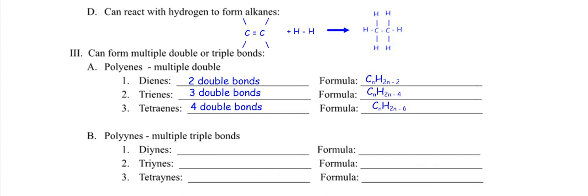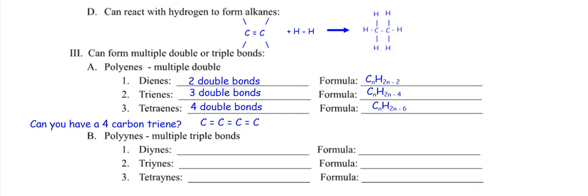So let me ask you this. Can I have a four-carbon triene? Notice that this is a triene, not a tetraene. I have three double bonds. Does that exist? The answer is yes. How do I know that? Let's plug in a number. C4H, well, what's 2 times 4? 8, 8 minus 4, 4. Yeah, I can have 4 hydrogens.